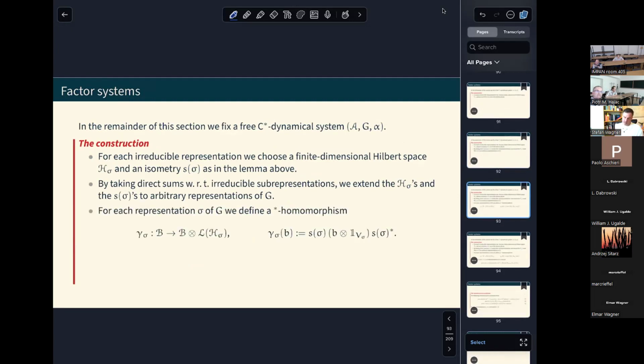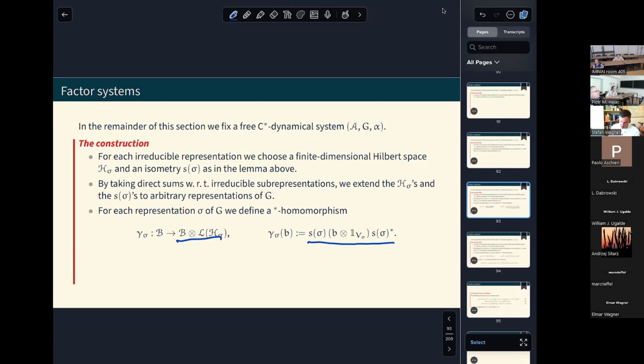And then, just as before, remember, these isometries somehow correspond to the sections in the group extension case. And then you got an automorphism just by conjugating. And this is what you do here. You get a star homomorphism from B into this tensor product. How do you do this? Well, you conjugate by S sigma.